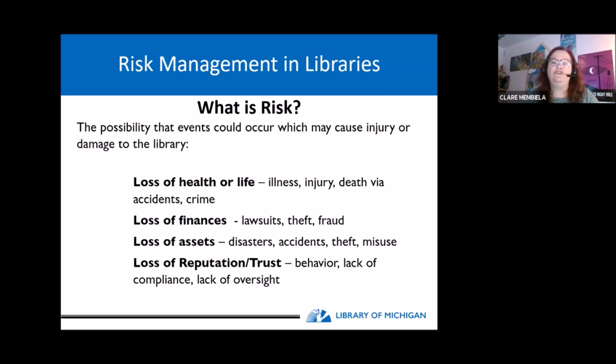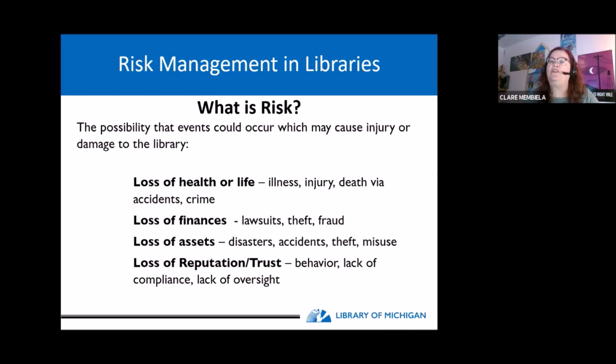So it could cause injury or damage to things in the library. So it could be loss of health or life, could be loss of finances. So if you have embezzlement or you have a lawsuit, right? So that's a big one. Lawsuits are a big one, getting sued. It could be a loss of assets. Now, by assets, I mean everything in the library.